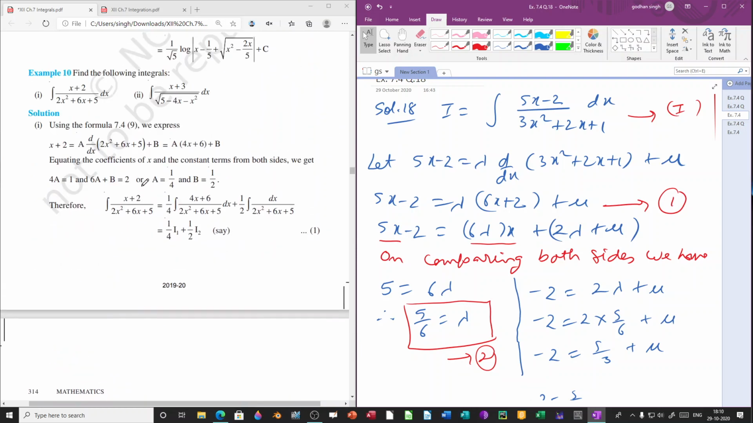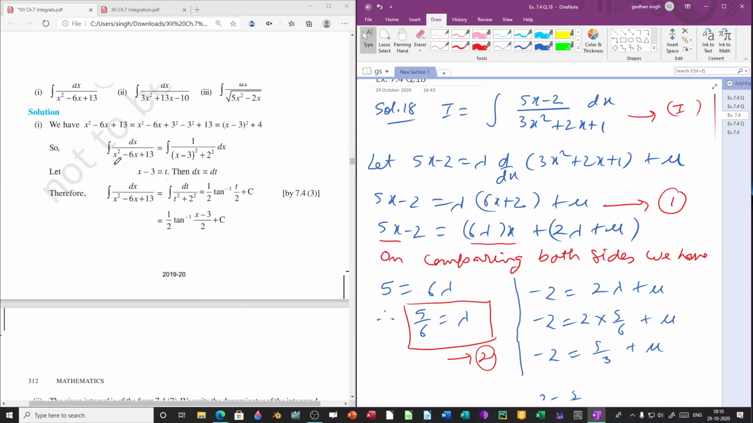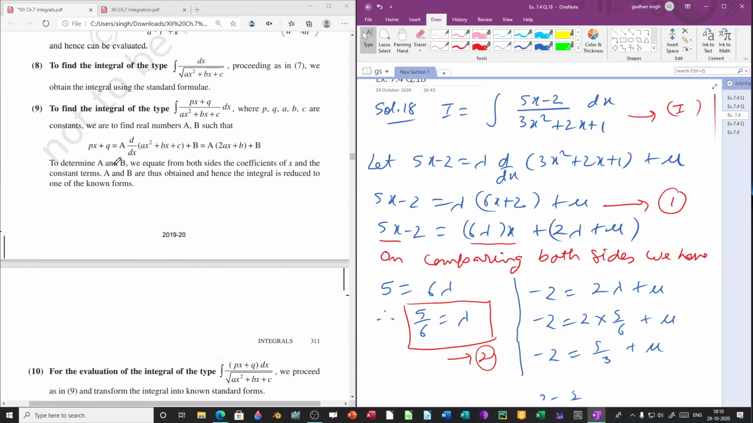For example, here the denominator has a square root also. So when we are using this form, px plus q equal to a into d by dx of ax square plus bx plus c, plus b, in both cases you can see we are considering only the quadratic polynomial. What is the quadratic polynomial? Ax square plus bx plus c. Here also ax square plus bx plus c.